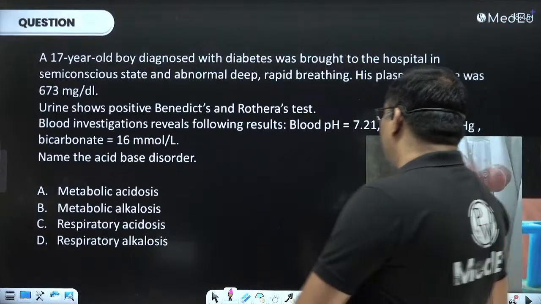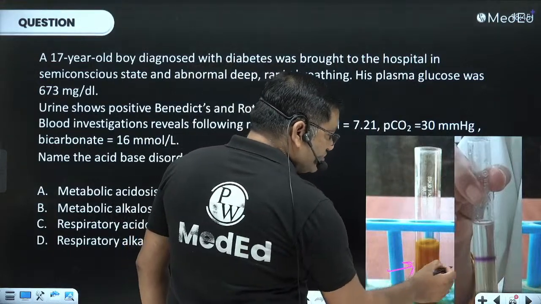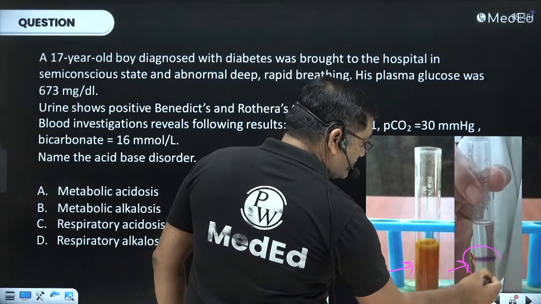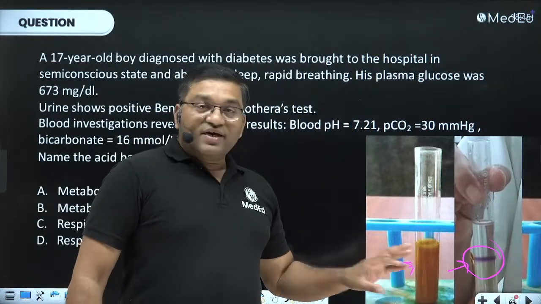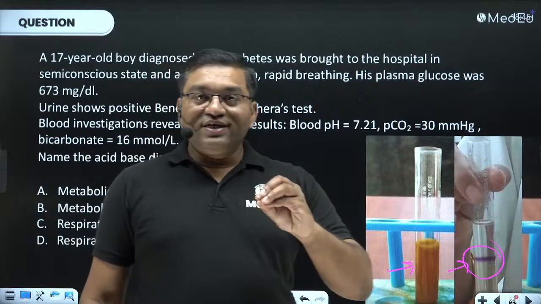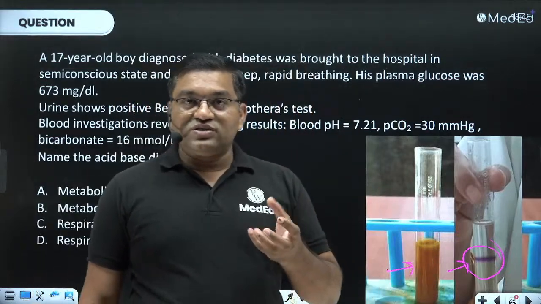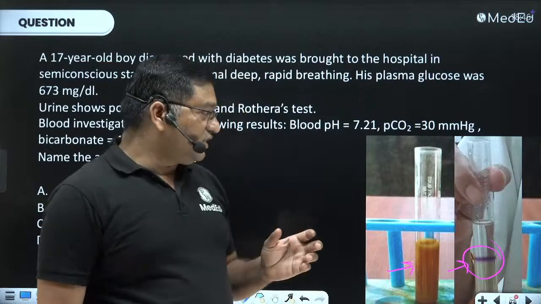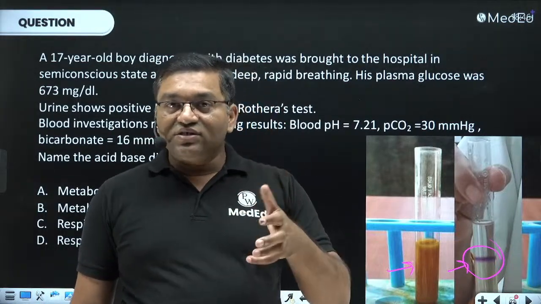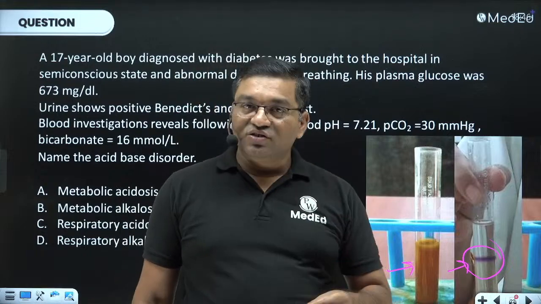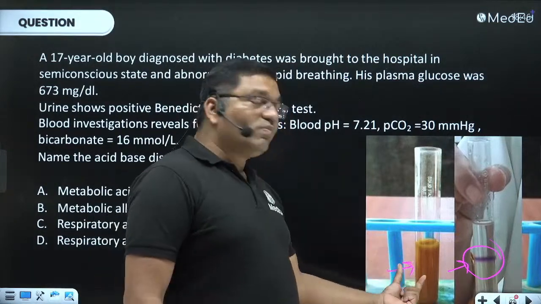Now see, this question is taken for these two images. This is the Benedict test, this is Rothera's test, with a deep purple ring. See this deep purple ring, this is Rothera's test. The Benedict test is positive when the blood glucose level crosses the renal threshold, that is 180 milligram per deciliter. When it crosses the renal threshold, it appears in the urine. So when glucose appears in the urine, it gives a positive Benedict test.